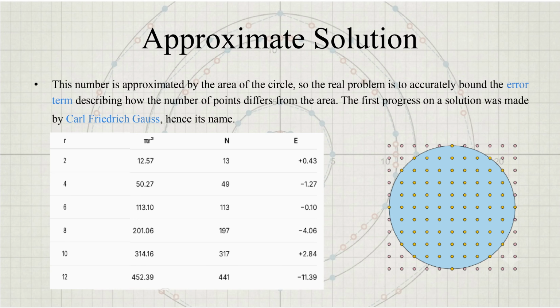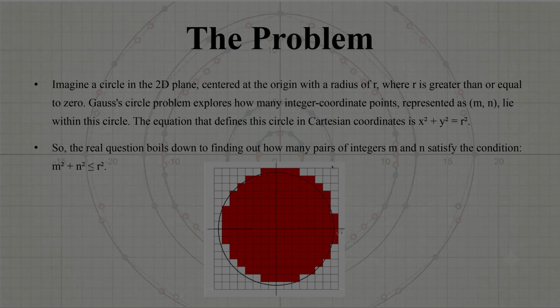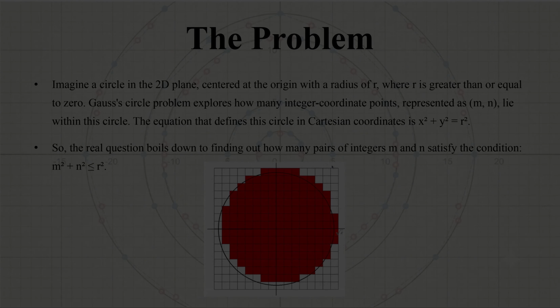How do we count them? This number is approximated by the area of the circle, which is pi times r squared. This approximation works because on average, each unit square within that area contains one lattice point. Therefore, the actual count of lattice points inside the circle is close to its area. The real problem is to accurately bound the error term, describing how the number of points differs from the area. The first progress on a solution was made by Carl Friedrich Gauss, hence its name.